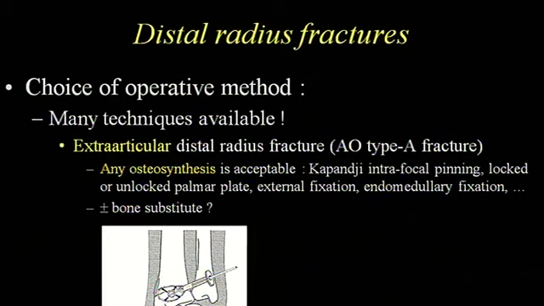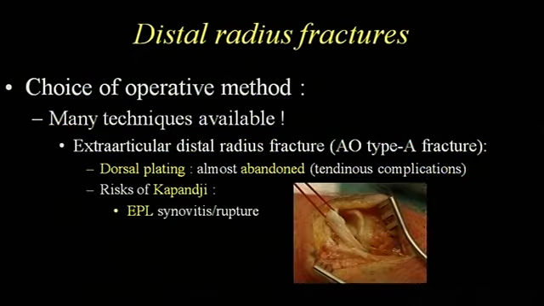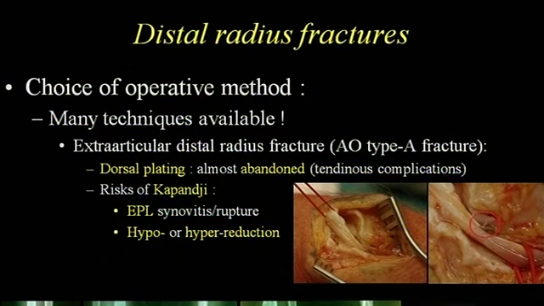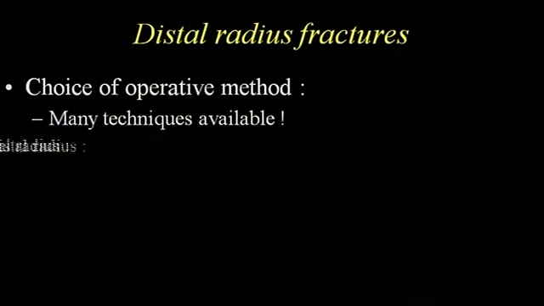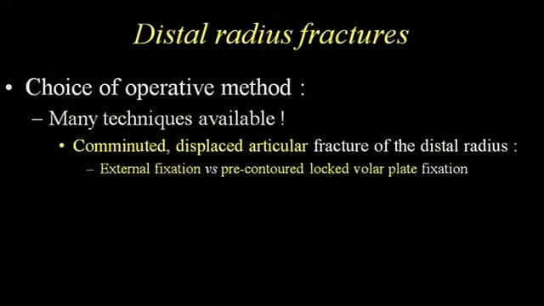For extraarticular distal radius fractures, actually AO type A fracture, you can do whatever you like. You can do Kapenge, intrafocal pinning, locked or unlocked palmar plate, external fixation, endomedullary fixation, even only use bone substitute like IDA recommended. Some comments, however, dorsal plating is not very popular anymore because of tendinous complications. There are risks with the Kapenge technique of EPL synovitis and rupture, and also a risk of either hypo or hypercorrection with difficult malunion.